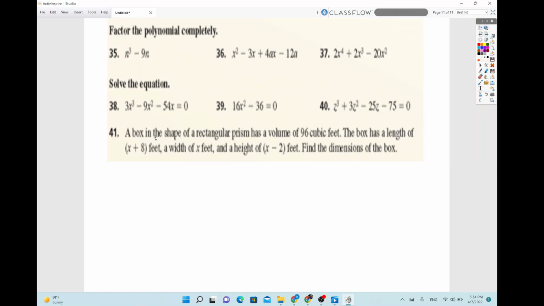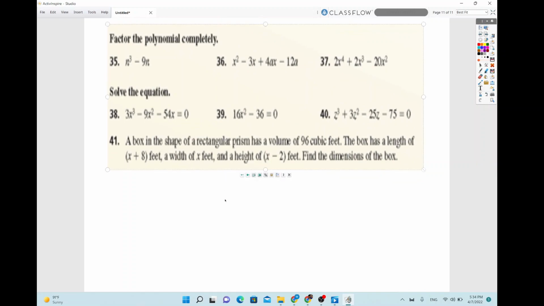Okay, so number 41. What this one is showing here: a box in the shape of a rectangular prism has a volume of 96 cubic feet. So that is the volume of a rectangular box, 96 cubic feet. And the box has a length of x plus 8 feet.